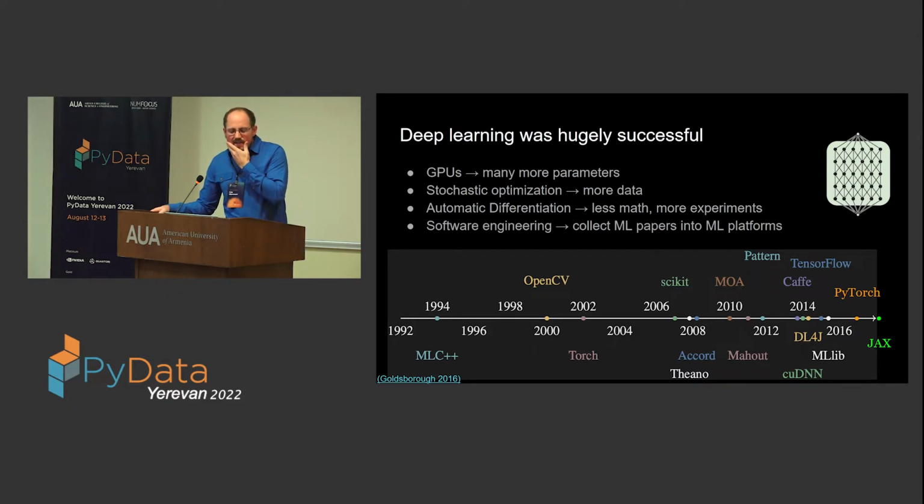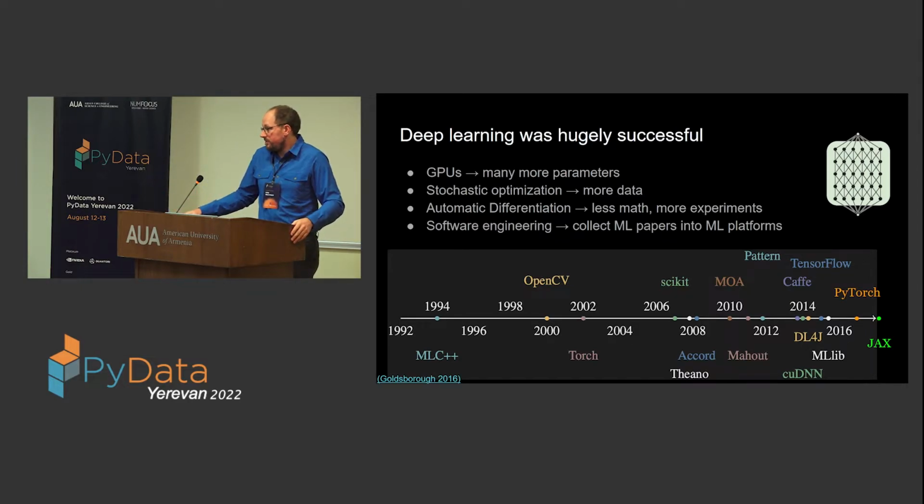And finally, something that's not often talked about is the advance of software engineering and these libraries really coming together, like TensorFlow, really having good software engineering practices, good tests and documentation, good open source practices, and that really led to some advancements.